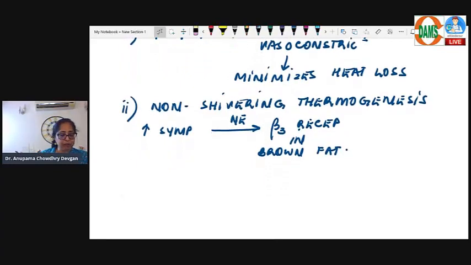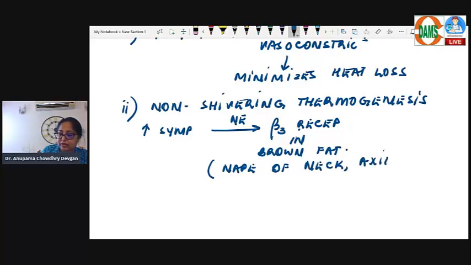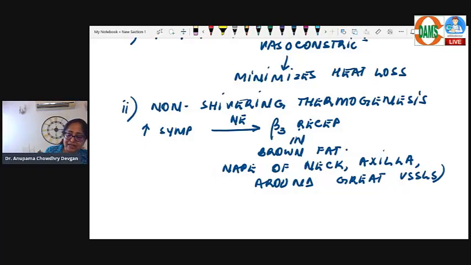Where is the brown fat located? Brown fat is located in the nape of the neck, in adults at least. In the nape of the neck, axilla, around the great vessels. In an adult, the brown fat is located in the nape of the neck, axilla, and around the great vessels. This is the place where you get brown fat.